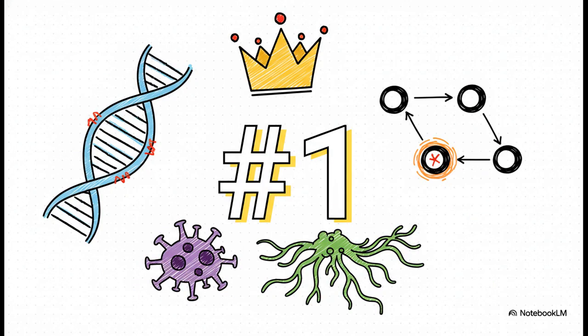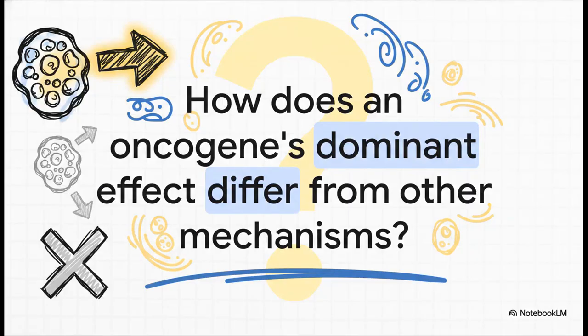And one final, absolutely critical takeaway. Remember this: the RAS family of genes is the most frequently mutated class of oncogenes found in human tumors. It plays a role in a huge percentage of all cancers. As you continue your studies, reflect on this question. It's not just about which gene is mutated, but also how it's activated. Understanding that distinction is key to a much deeper comprehension of cancer biology.